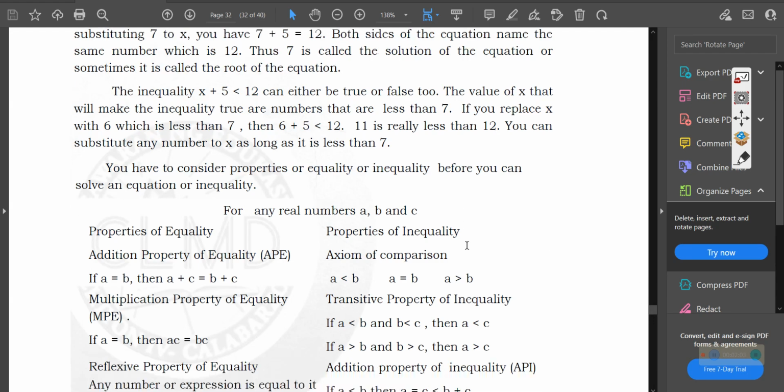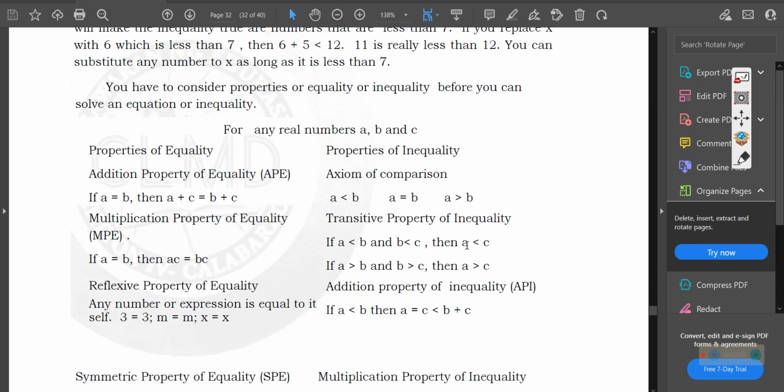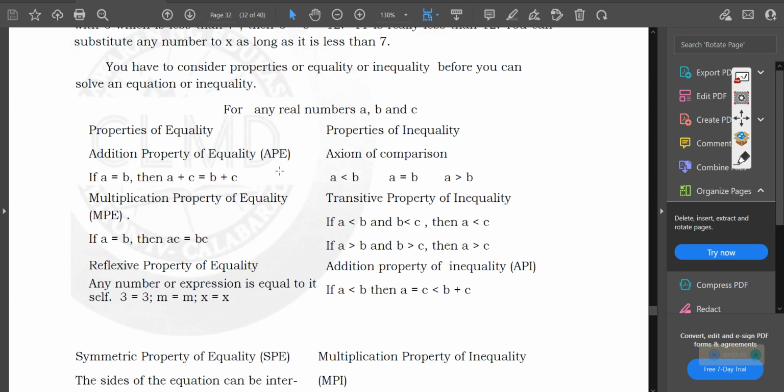So, sabi ko nga kanina, kailangan nating i-consider yung mga properties na gagamitin natin para makapag-solve tayo ng equations at saka inequalities. Okay? Dun muna tayo, syempre, focus muna tayo sa equations. At ang gagamitin natin ay yung properties of equality. Okay? For any real numbers A, B, and C, so applicable po ito sa real numbers.